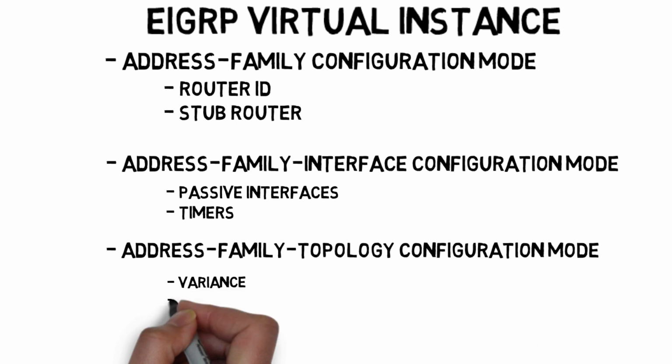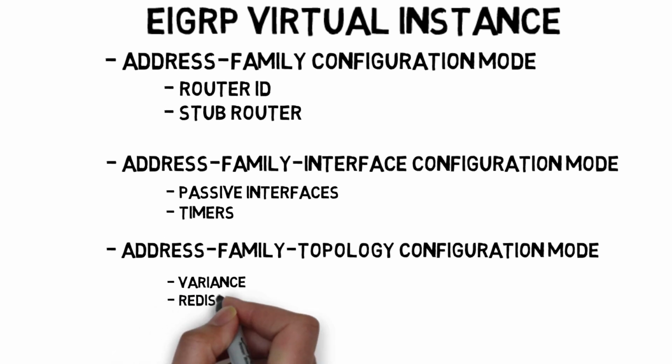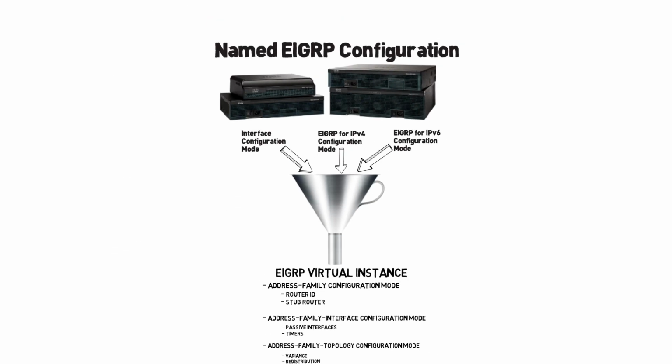And something else we can configure under address family topology configuration mode is redistribution. Maybe we've got a couple of routing protocols running on a router, and we want those routing protocols to exchange route information. And now that we've reviewed some of the theory of named EIGRP, let's take a look at a live topology.